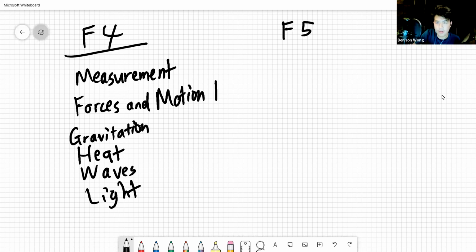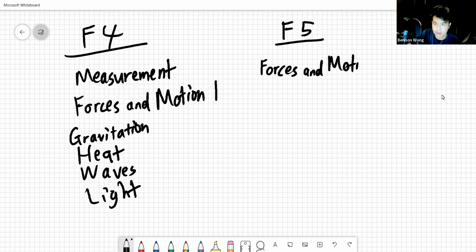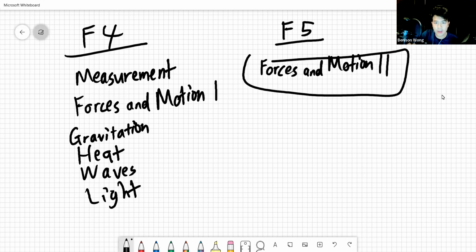For Form 5, do you know what's the name of the first topic? Forces and motion 2. Exactly. Forces and motion 2. So what does this mean? It means whatever you learn in Form 4 Chapter 2, whatever you learn in Part 1, you must remember until your Form 5. You must remember because everything that you do in this chapter, you need to apply what you learn in the previous chapter. Do you understand?